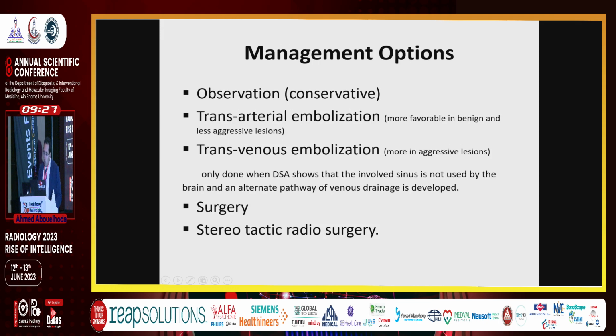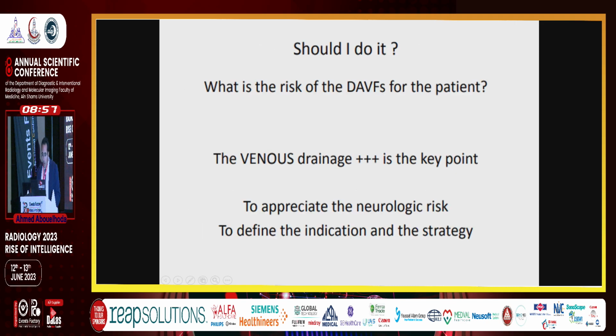The management options: we can just observe this patient if it's a non-aggressive type, usually in Borden type 1 and Cognard type 1 and 2A. Transarterial embolization is mainly favorable in the benign, less aggressive lesions. Transvenous is mainly resorted to in the aggressive lesions. This can only be done after having a good DSA and showing that the involved sinus is not used by the brain, and an alternate pathway of the venous drainage is developed. And also there is the surgical approach.